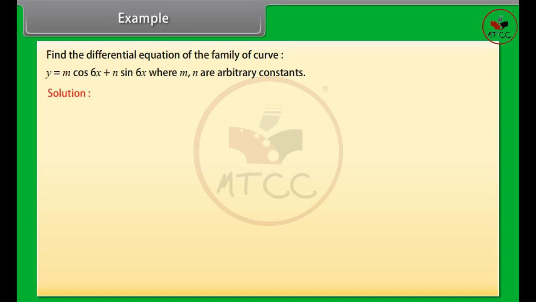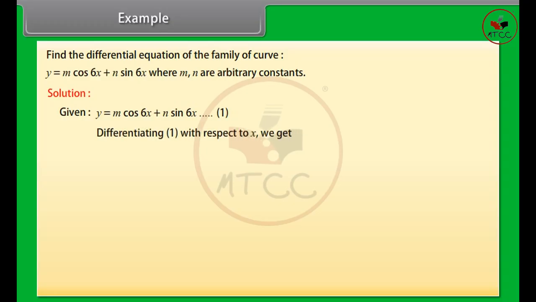Solution. Given y equals m cos 6x plus n sin 6x, name it as equation 1. Differentiating equation 1 with respect to x, we get dy by dx equals minus 6m sin 6x plus 6n cos 6x. Name it as equation 2.